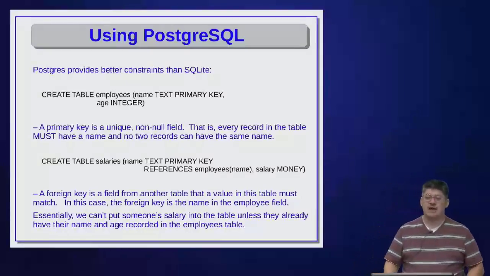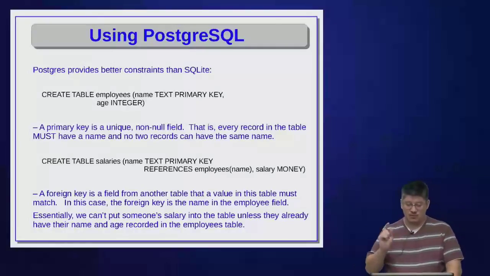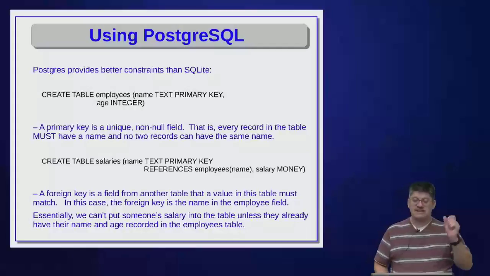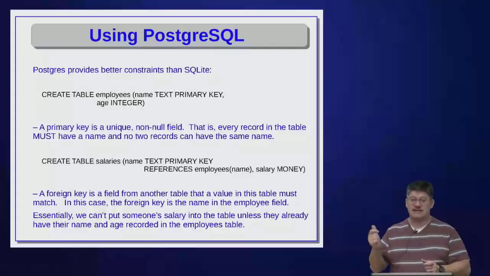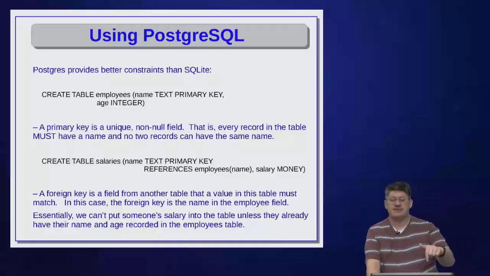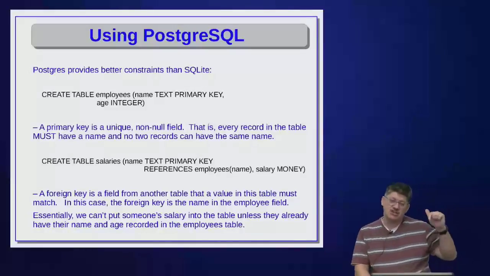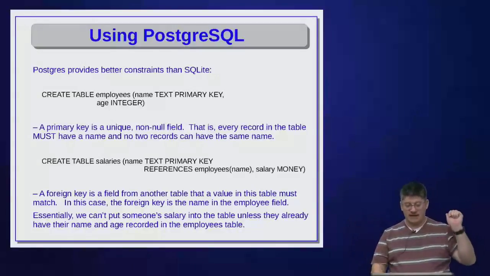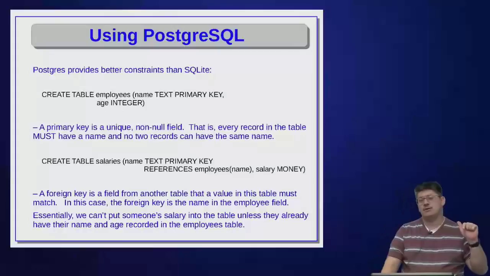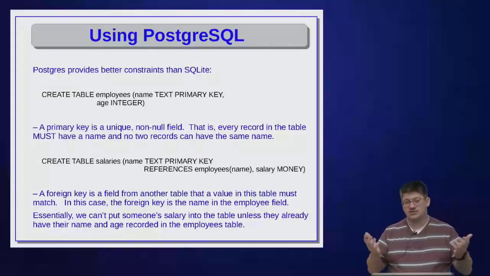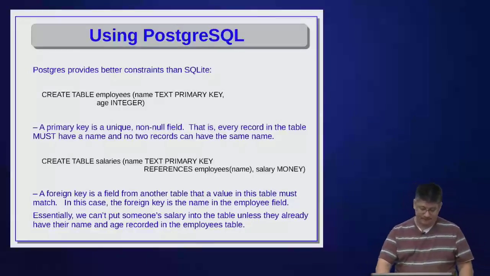But notice what I can do after it says text primary key. I can say it references the employees table, the name field. In other words, the name in the salaries table is the same as the name in the employees field. And what this will do is it's not going to let me put something into the salaries database unless there's a matching name in the employees table. So if you're not employed at the company and you don't have your age recorded in that table, you can't get a salary. It won't let you put a salary in. That's just another safeguard that's really useful when you're designing a database.